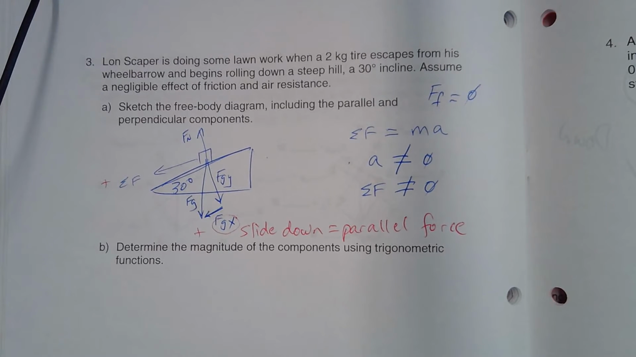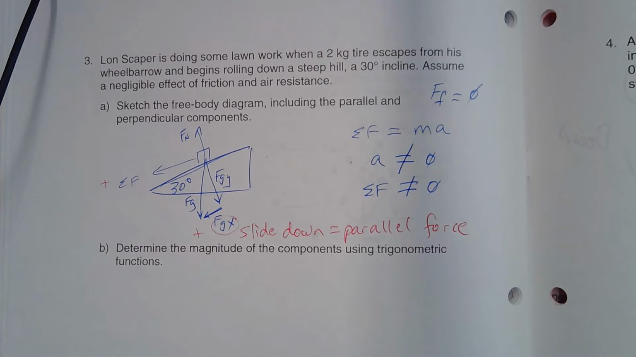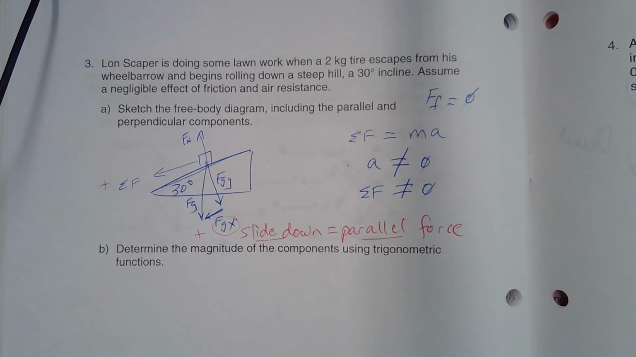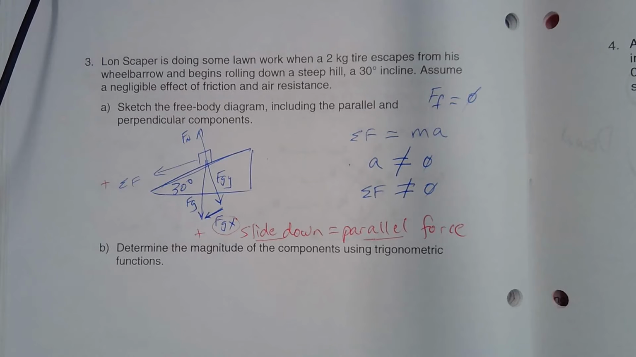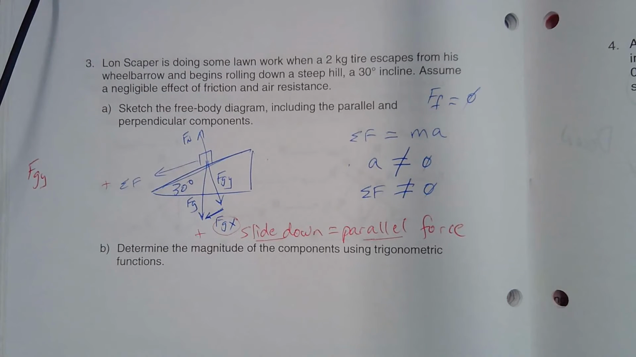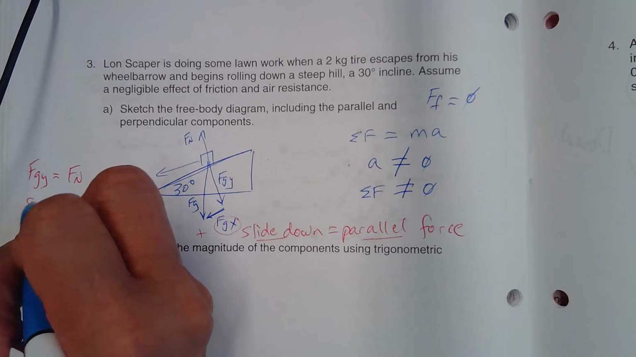Okay, so you've got your FBD. So we have just again looked at parallel force. So what is parallel force? That is the one that is going to make the object slide down the incline. That's the job of the FG of X. Well, what is the job of the FG of Y? What is it doing?